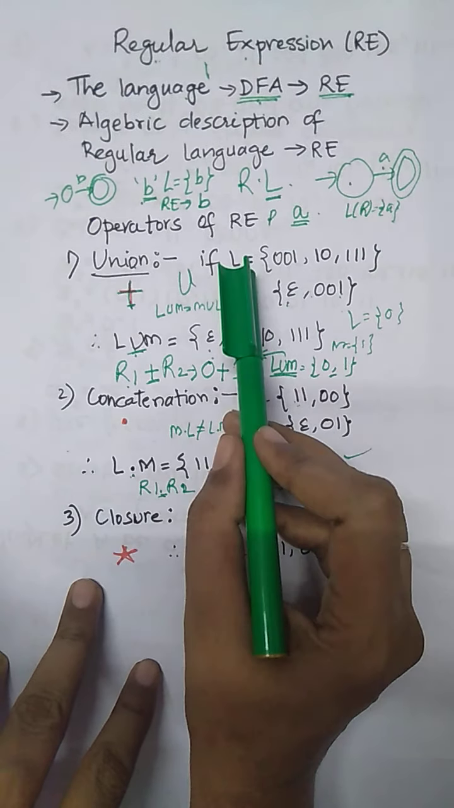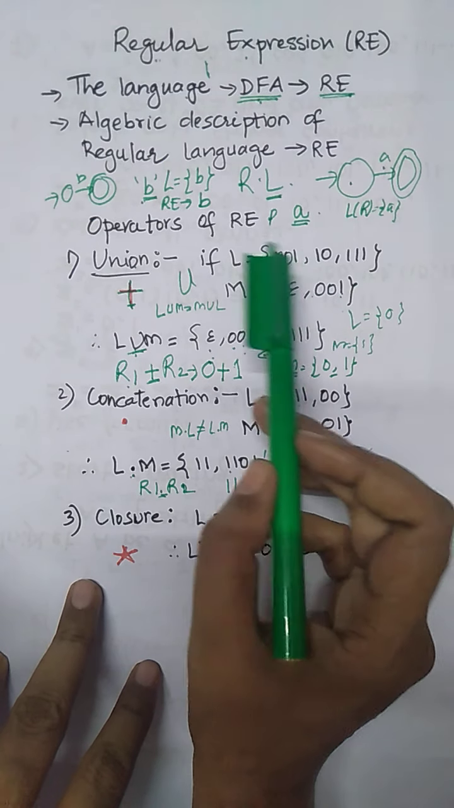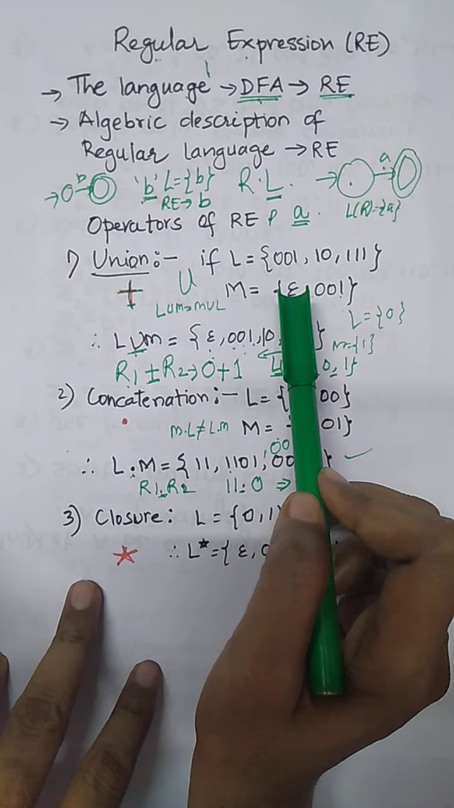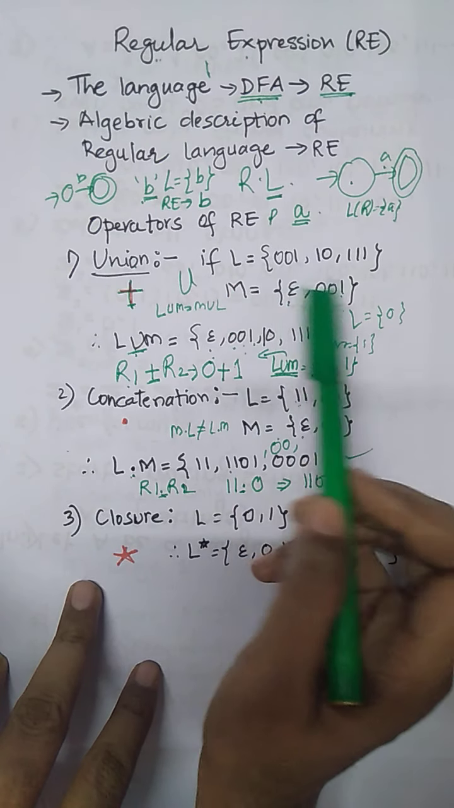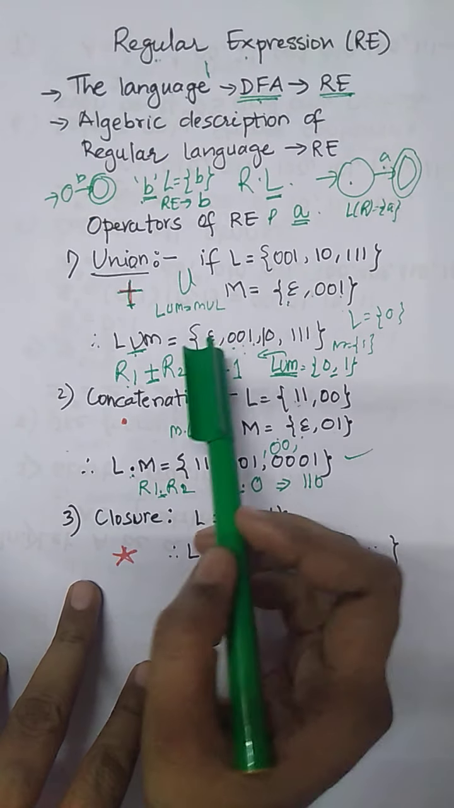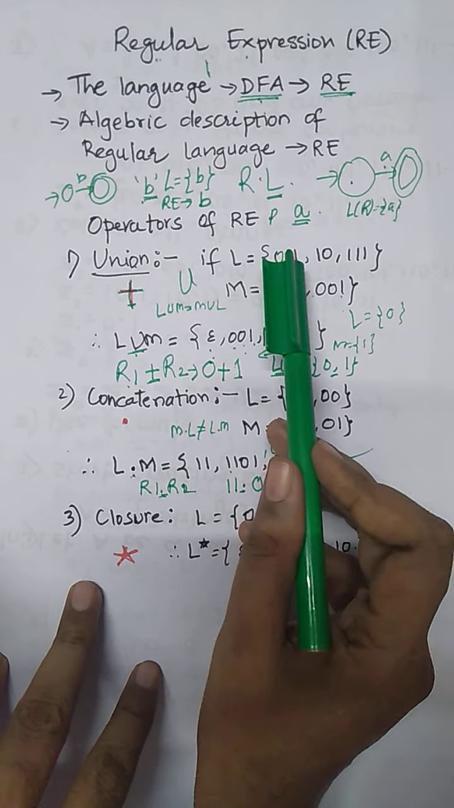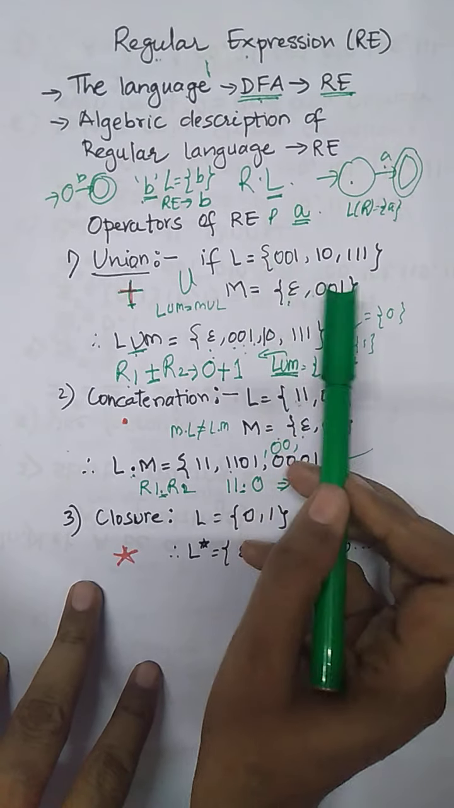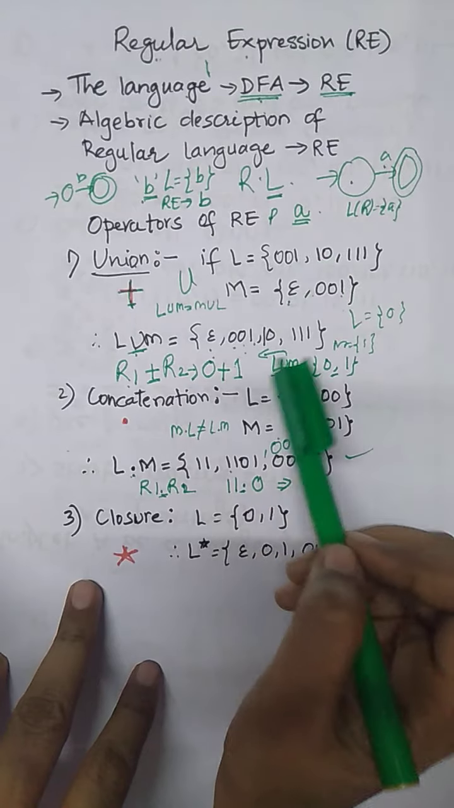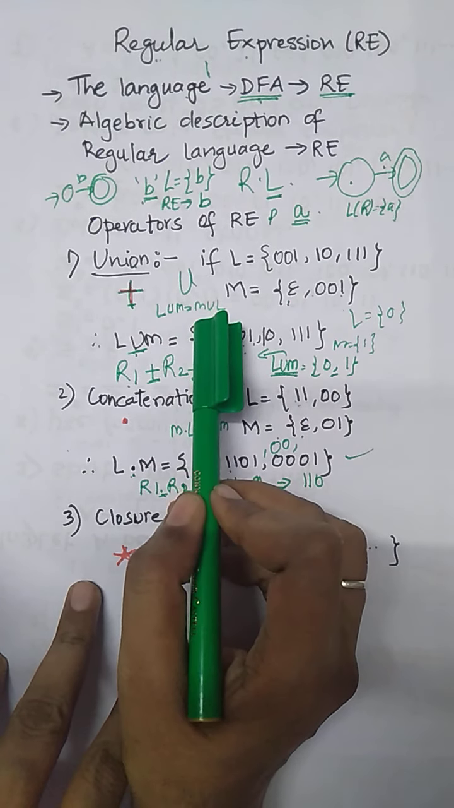Okay, now suppose L is a language and M is a language. We have to take the union of them. Union means we write everything together, in any order. I can start with M first or with L first. If we start with M first, M contains epsilon and 001, and 001 is again in L. That is a repeated one, so we are not going to use it twice. Only once 001, then 10 and 11. So L union M is equal to M union L in the case of union.